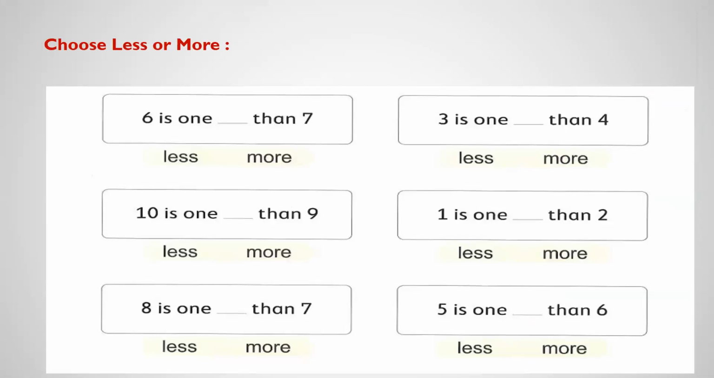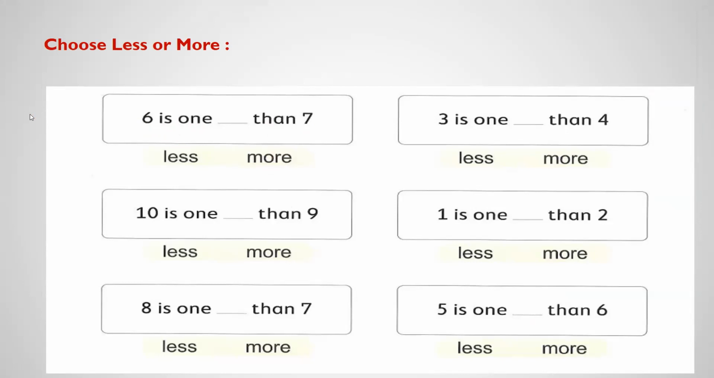Choose less or more. Here we are going to read, then choose if the first number is less or more. 6 is 1 less or 1 more than 7. Now I'm going to read 6. 6 is less or more. 6 is the small or the big here. Of course, 6 is smaller than 7.